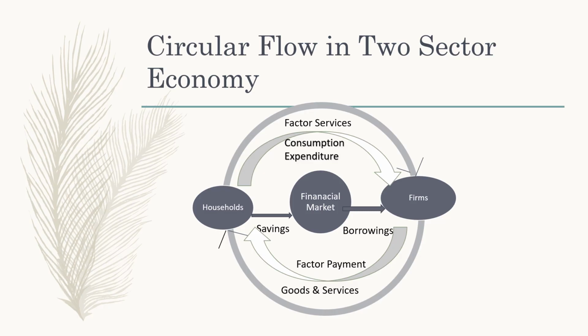The two sectors are household and firm, and households save their money in the financial market, and firms whenever they need money, they borrow from there. So savings and borrowings are done through the financial market. The most common financial markets around us are banks.